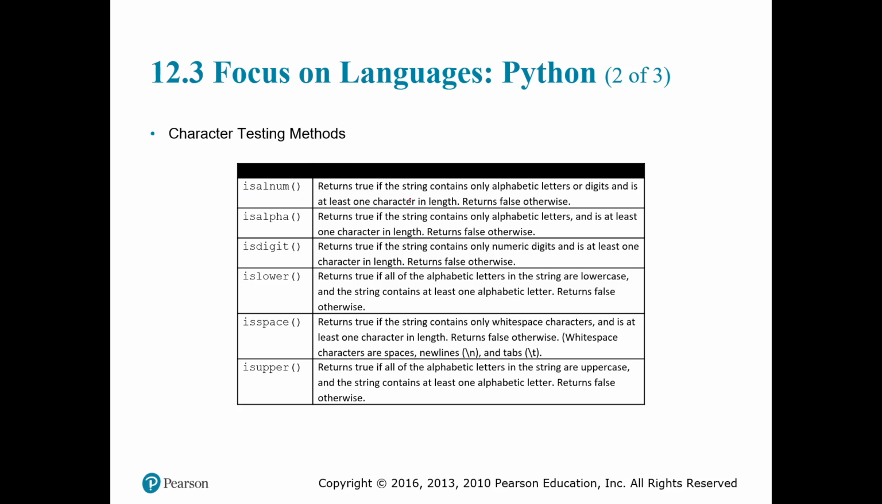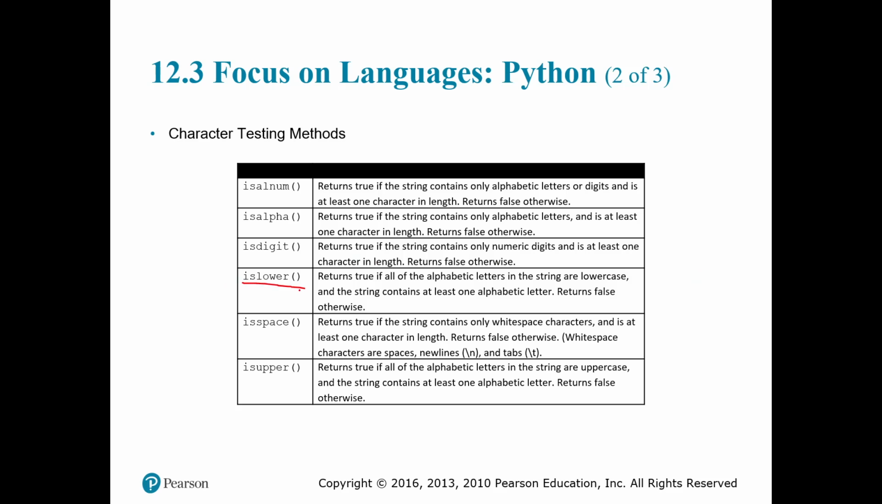IsAlnum will return true if the string contains only alphabetic letters or digits and is at least one character in length. Otherwise, it will return false. IsAlpha will return true if your string contains only alphabetic letters and is at least one character in length. Returns false otherwise. IsDigit will return true if your string contains only numbers and is at least one character in length, and it's going to return false otherwise.